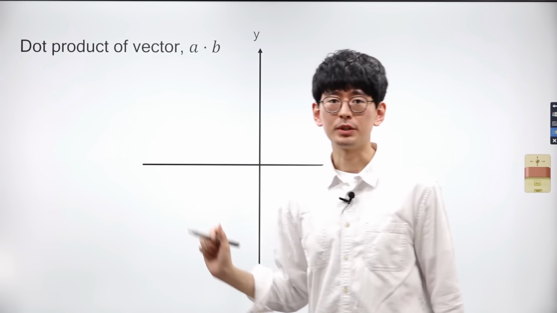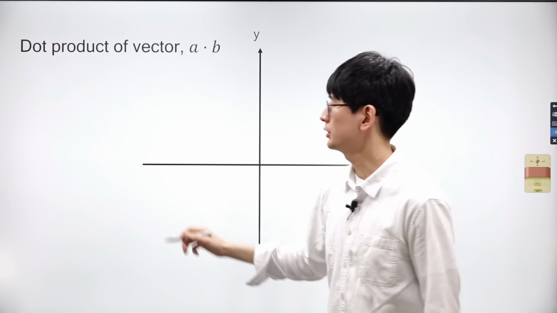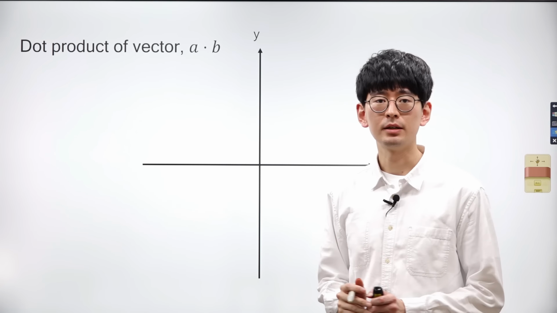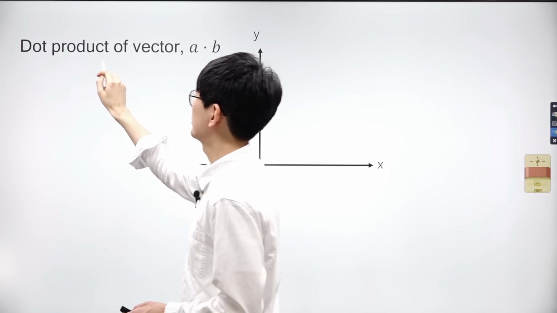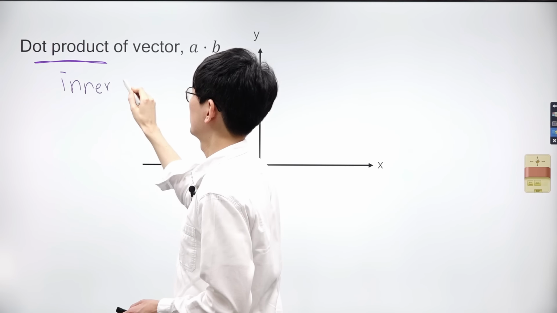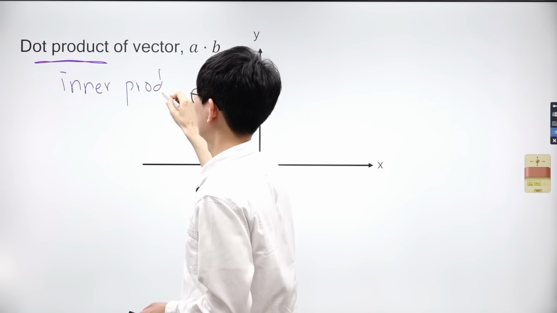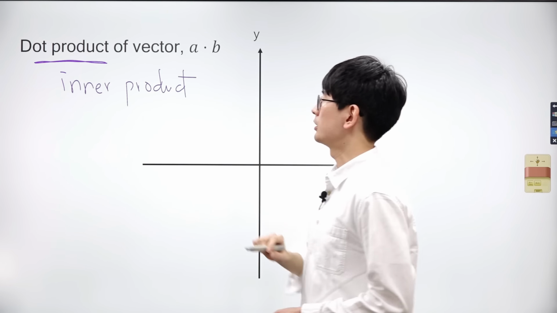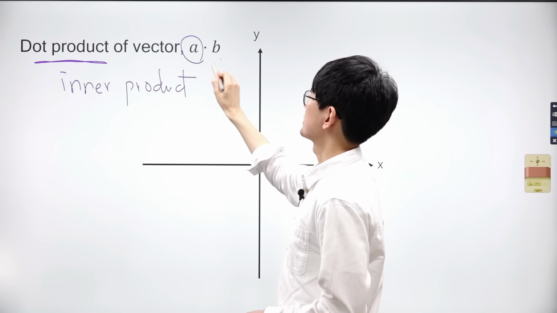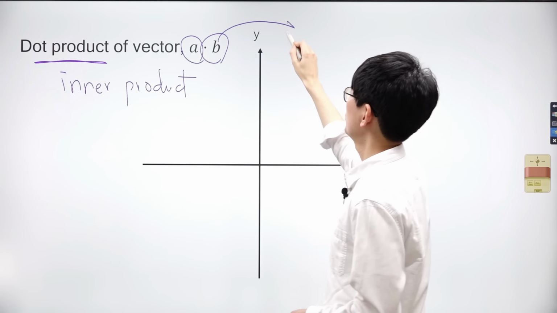Let's return to vector operations. Previously, we learned about operations such as addition and scaling. In addition to this, the dot product, or inner product, is another important operation. The inner product is an operation between two vectors that returns a scalar.